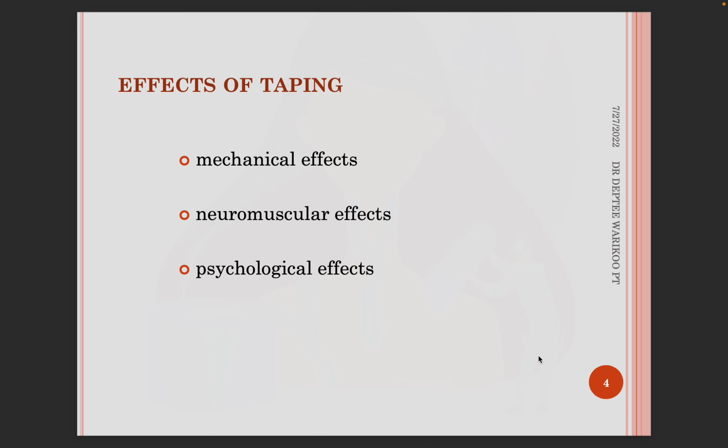Now, what are the effects of taping? Taping effects could be divided into three: first, the mechanical effects, then the neuromuscular effect, and then the psychological effect. Mechanical effect: the method of applying tape often involves stretch, compression, or shear forces. Although the skin and underlying tissue absorb this force, the shear force goes through the skin towards the underlying tissues.